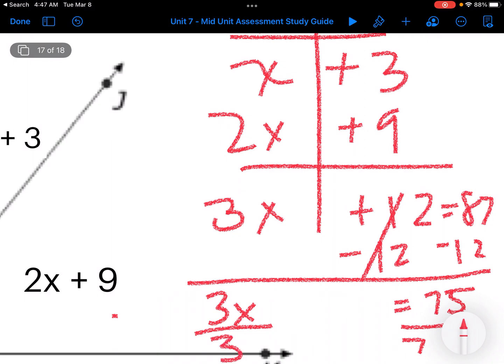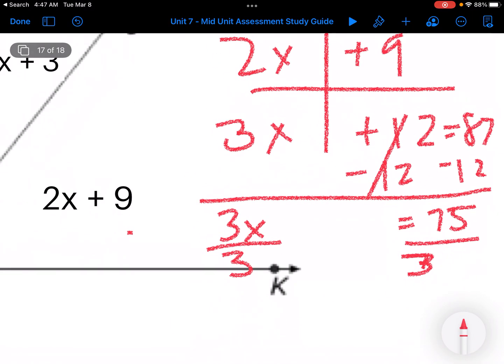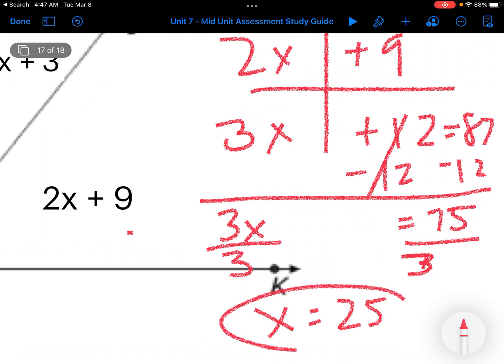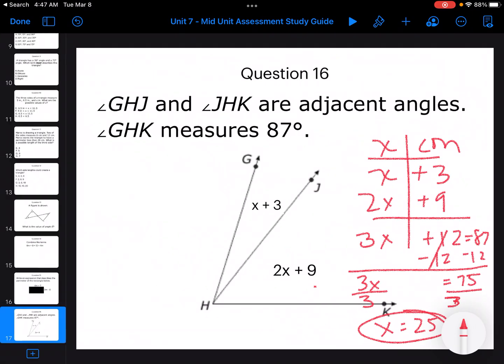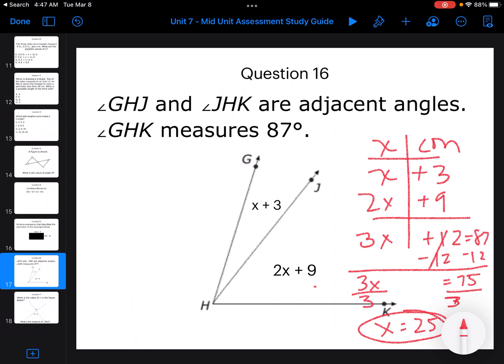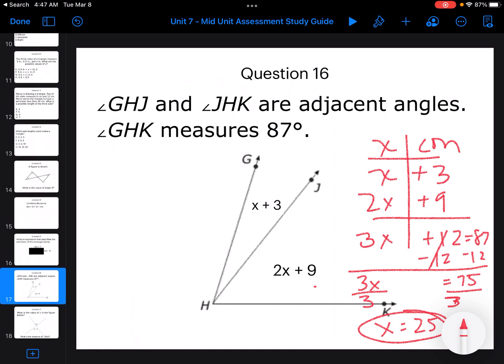I'm going to divide by 3 on each side. So x equals 25. So then they want to know what is angle, I can't remember which angle they wanted. I know I wrote it on the better copy of the study guide. I'm pretty sure anyway. So that would be 25 plus 3, which would give me 28 degrees. And this one would be 2 times 25 plus 9, which would be 59 degrees.